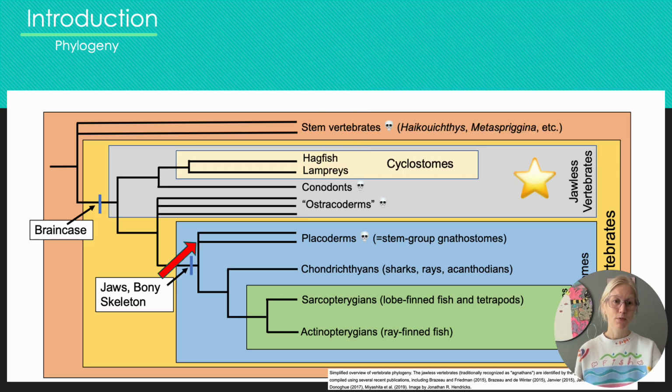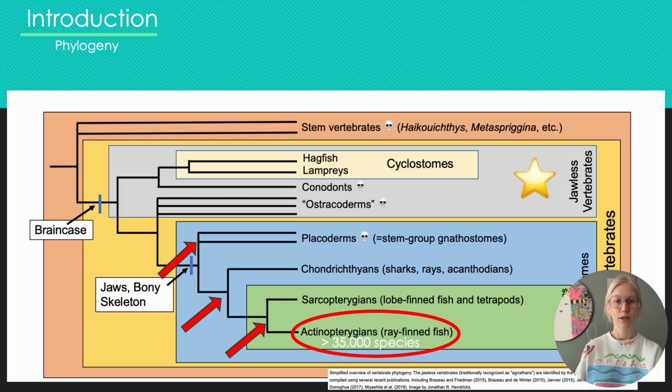We've discussed our split of jawed fish and those placoderms that are extinct, and that next evolutionary split between cartilaginous and bony fish. And then there's an even deeper split of bony fish between sarcopterygians, or lobe-finned fish, and actinopterygians, or ray-finned fish. And the majority of our talk will focus here on actinopterygians, as they comprise about half of all vertebrate species and 96% of fishes.